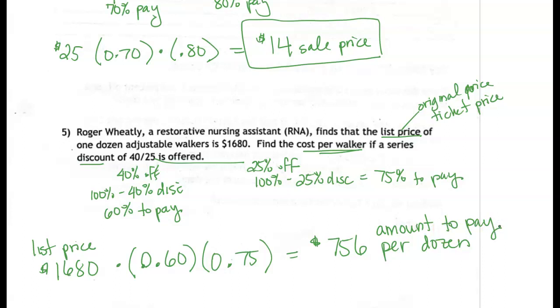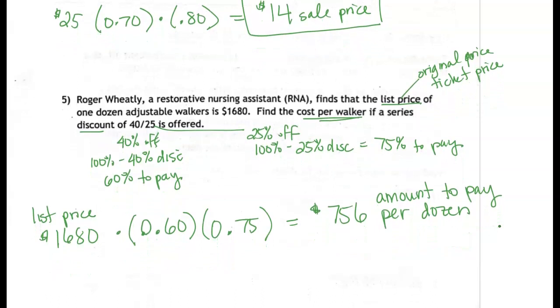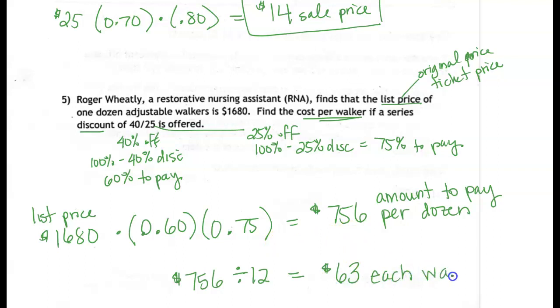To finish up our question, the last thing we want to do is find the cost of just one walker. So if this is per dozen, we're going to have to divide that by 12. So 756 divided by 12, there's 12 walkers in a dozen. And I get that our final answer is that there's $63 for each individual walker. And that's the end of section 7.1.